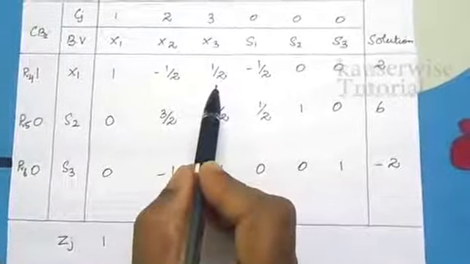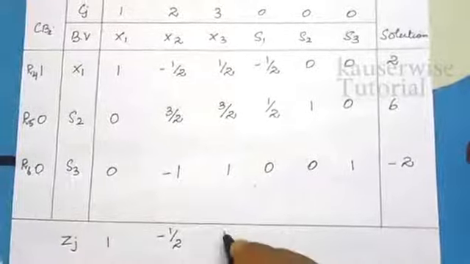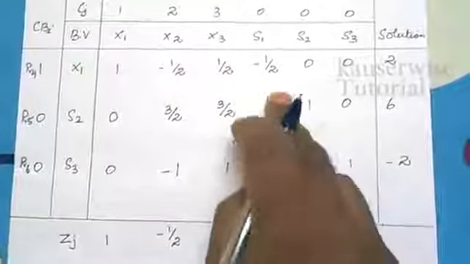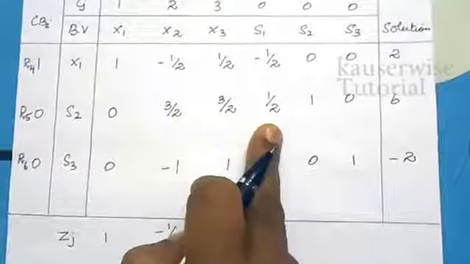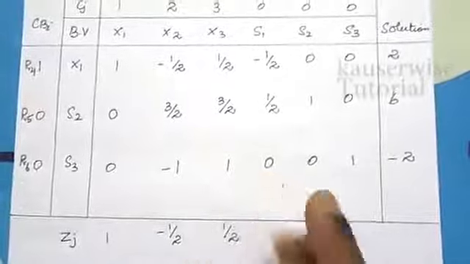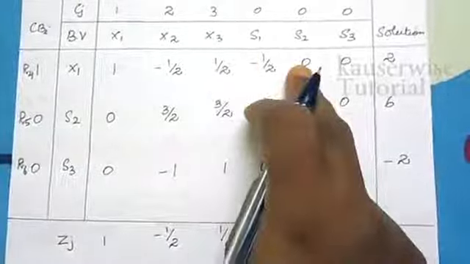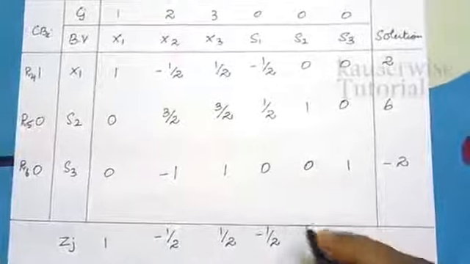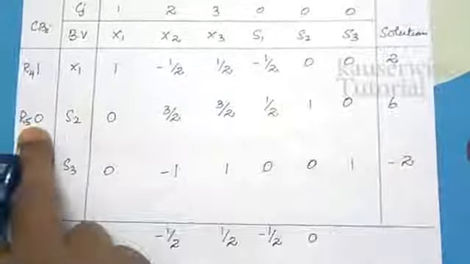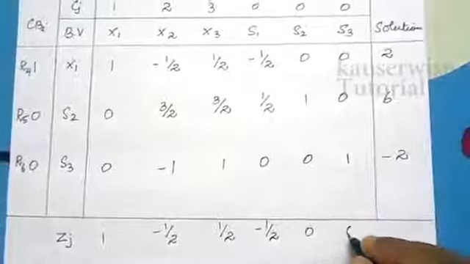1 into 1 by 2 plus 0 into 3 by 2 plus 0 into 1 is equal to 1 by 2. For the next value, 1 into minus 1 by 2 plus 0 into 1 by 2 plus 0 into 0. The answer is minus 1 by 2. For the next value, 1 into 0 plus 0 into 1 plus 0 into 0. So the answer is 0. Next value, 1 into 0 plus 0 into 0 plus 0 into 1. So the answer is 0.